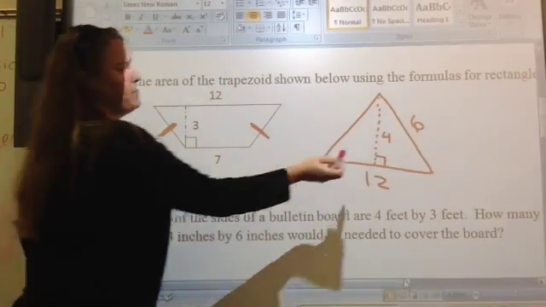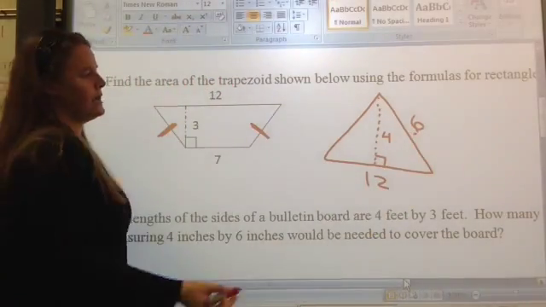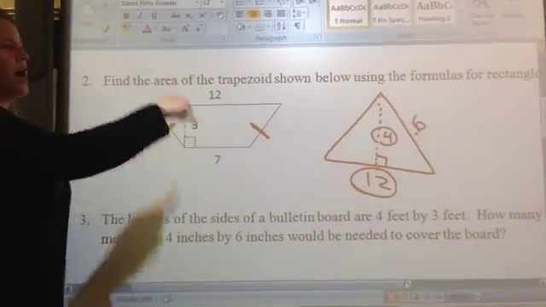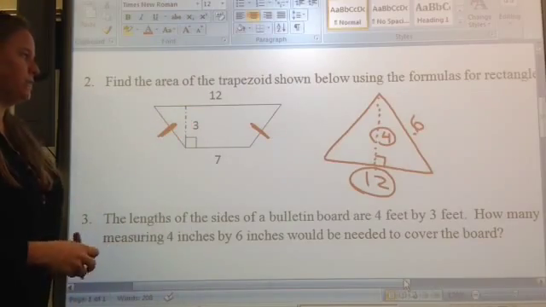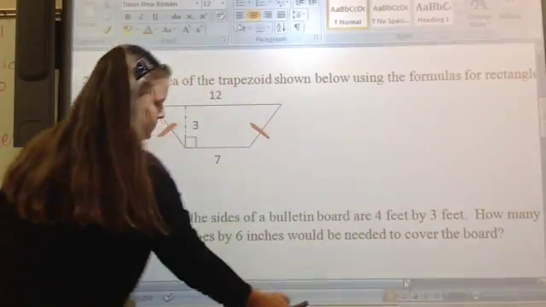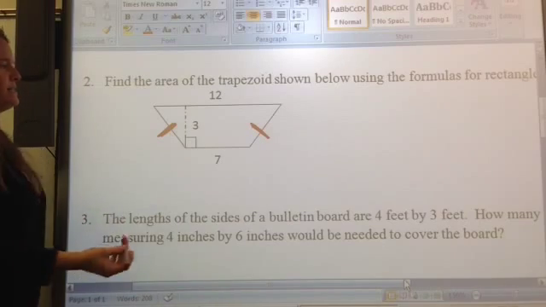Now a lot of times people will do 4 times 6 to find the base and height, when in fact it should be 12 times 4. So a dotted line signifies height when a right angle is not already given to you. So to solve this problem, we need to decompose the figure like we've been decomposing today.